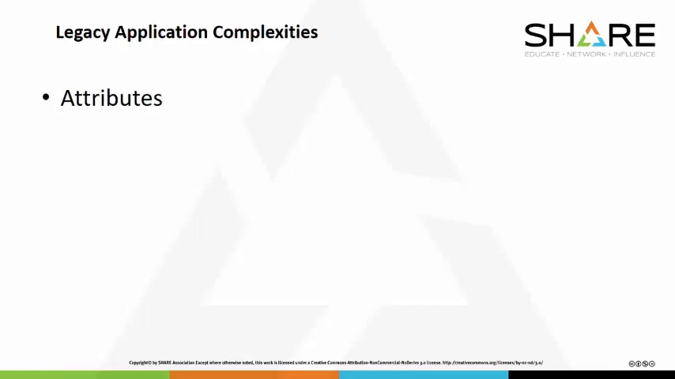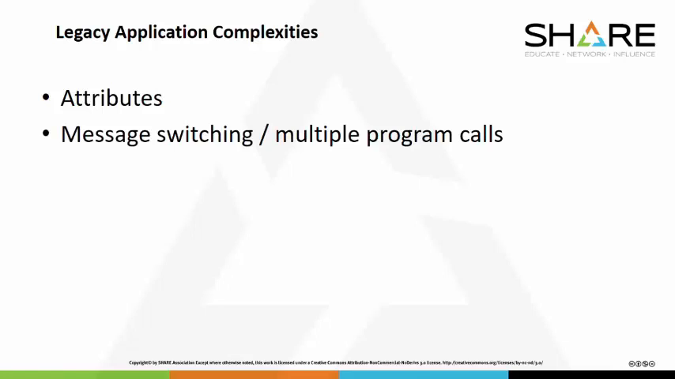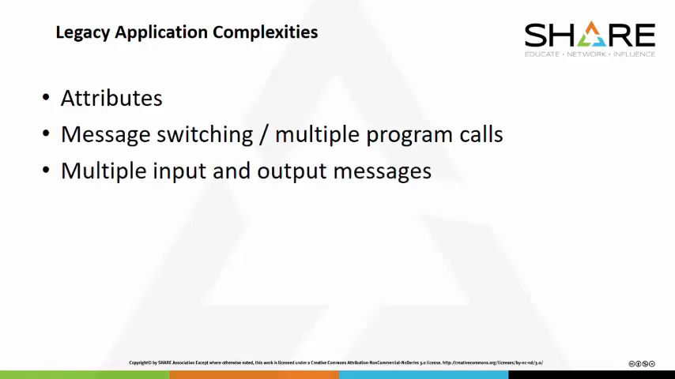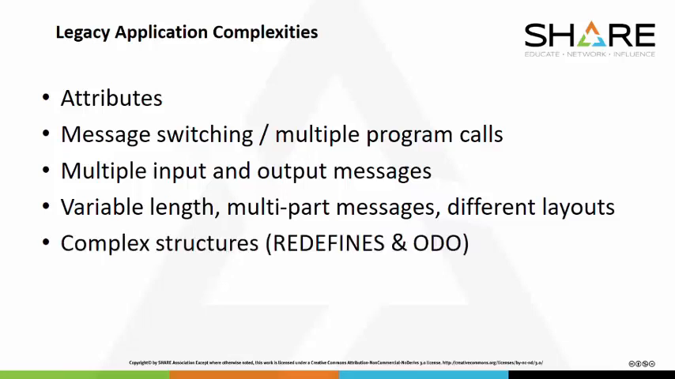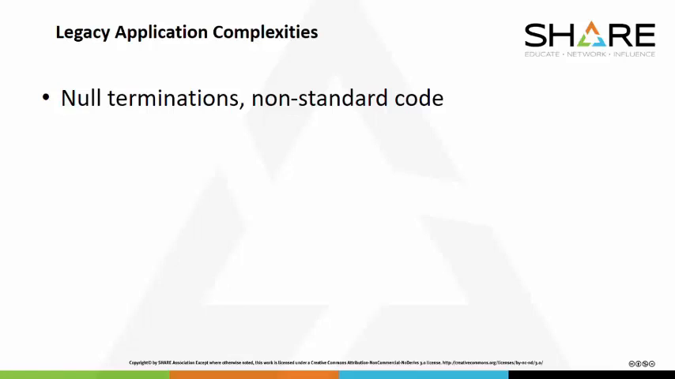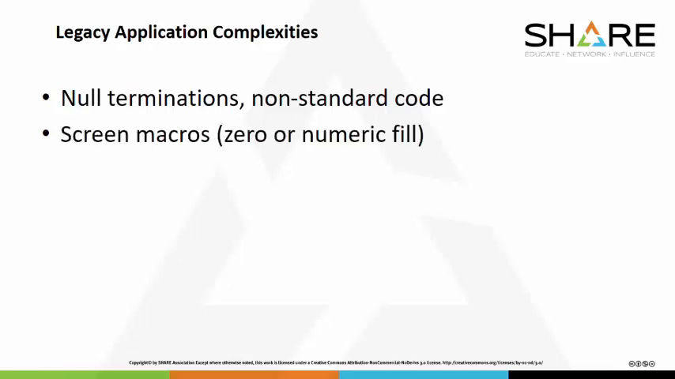And there's also other stuff you need to be concerned about. Things about attributes that the application is sensitive to on the screen, message switching between multiple programs, multiple input and output messages, and how do you decide how to map those? Variable length, multi-part messages with different layouts, and how do you map those into a usable API? Complex COBOL structures like a redefines or occurs depending on. Things like null terminations or non-standard coding techniques.